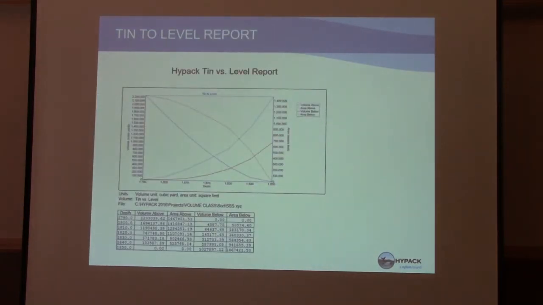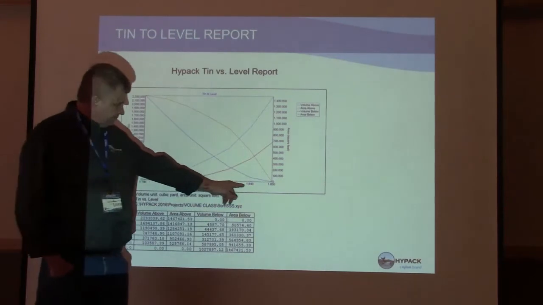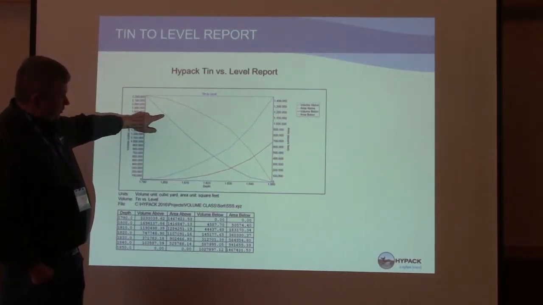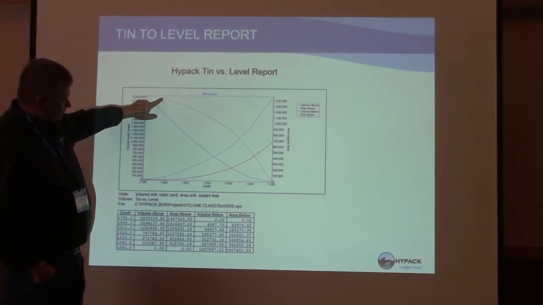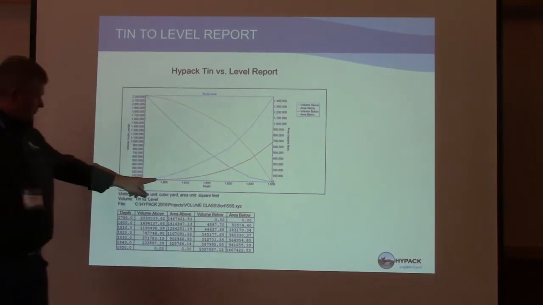All right, tin to level report. This is what your PDF report is going to look like when you do the tin to level. So each one of these is your levels, right? And then you intersect your lines. This dark line looks like volume above, volume below. And then you have your areas.